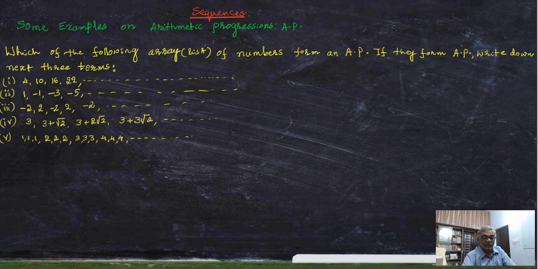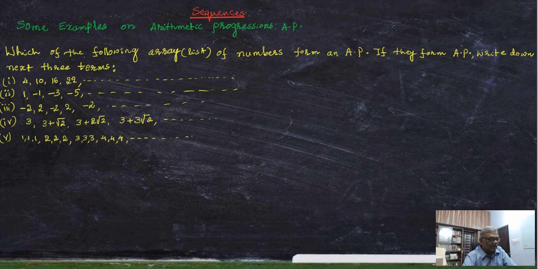If they form an AP, write down the next three terms of the following list. One is 4, 10, 16, 22, and so on. The second one, 1, minus 1, minus 3, minus 5, and so on. The third one is minus 2, 2, minus 2, 2, minus 2, and so on. The fourth one is 3, 3 plus root 2, 3 plus 2 root 2, 3 plus 3 root 2, and so on. The fifth one is 1, 1, 1, 2, 2, 2, 3, 3, 3, 4, 4, 4, etc.